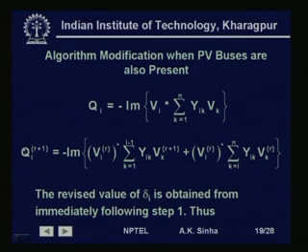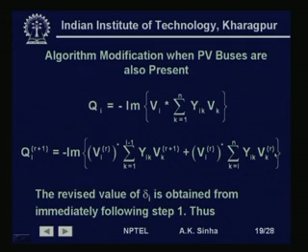Now, we can always write the equation in terms of Q here as Qi at r plus 1th iteration is equal to minus imaginary part of Vi r conjugate into summation Yik Vk at r plus 1th iteration plus Vi at rth iteration conjugate into summation Yik into Vk at rth iteration.